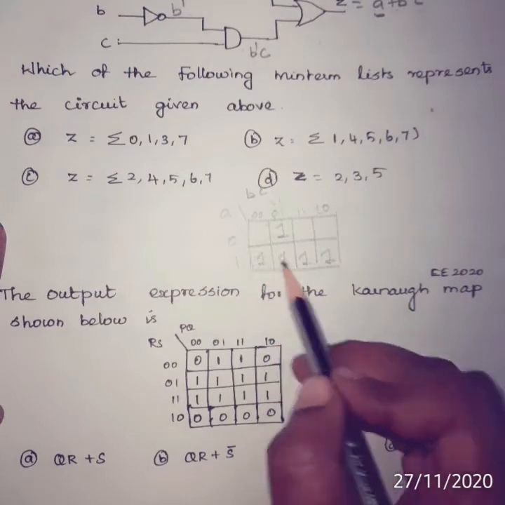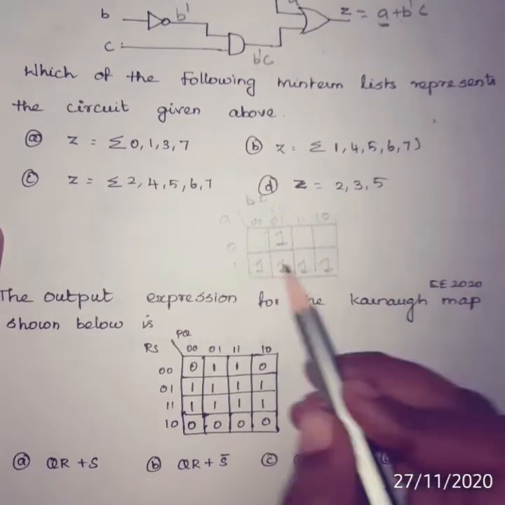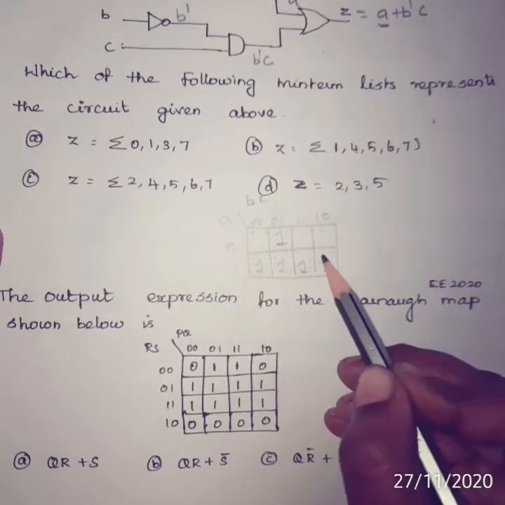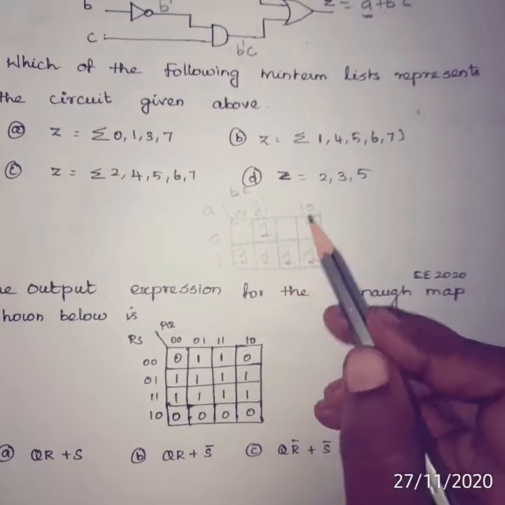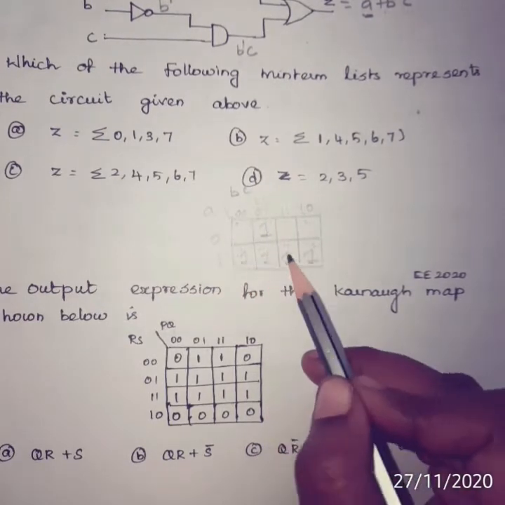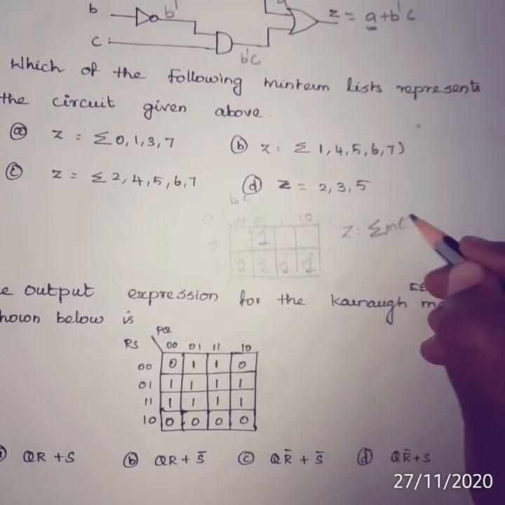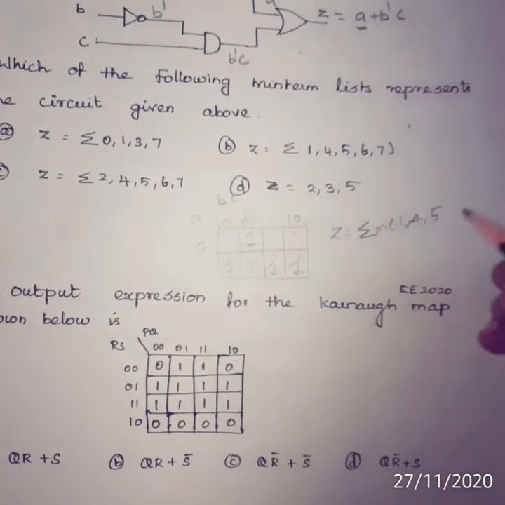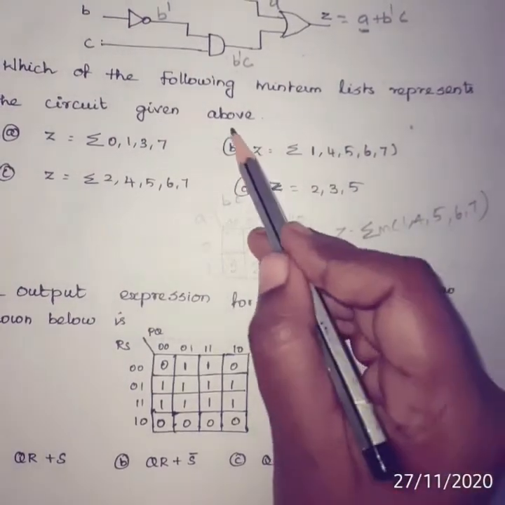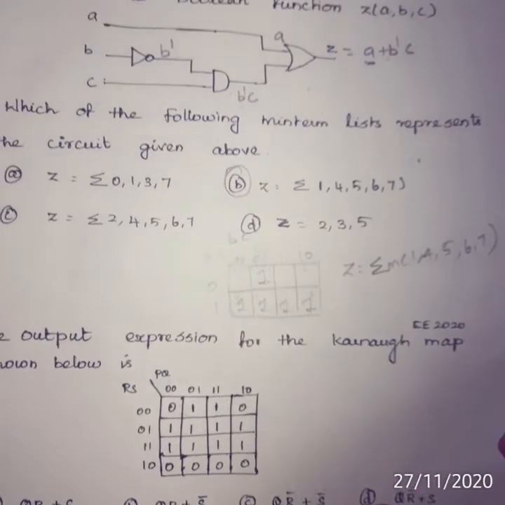Now from this you can find the minterms. We know that this is 0, 1, 2, 3, and this is 4, 5, 6, 7. So the involved minterms are 1, 4, 5, 6, 7. So Z is a function of the minterms 1, 4, 5, 6 and 7, that is option B. It is a simple method to find the minterms.